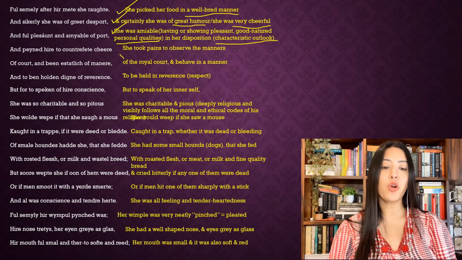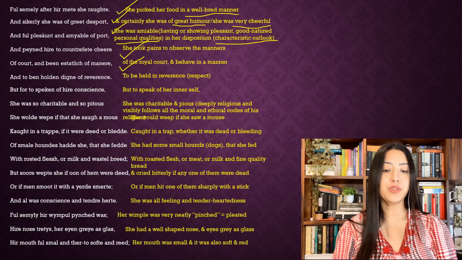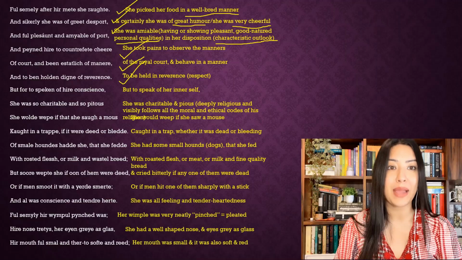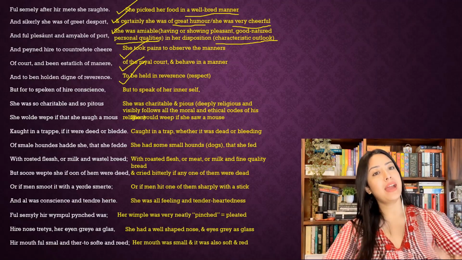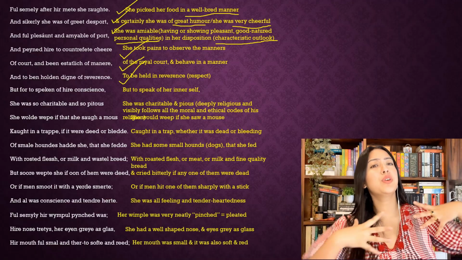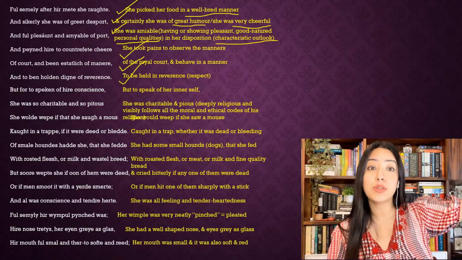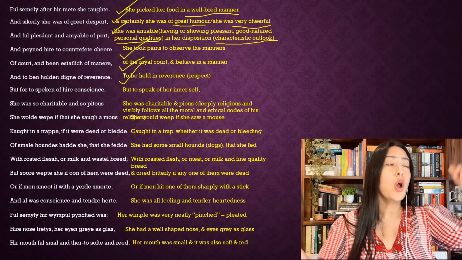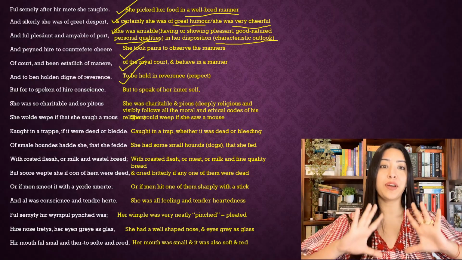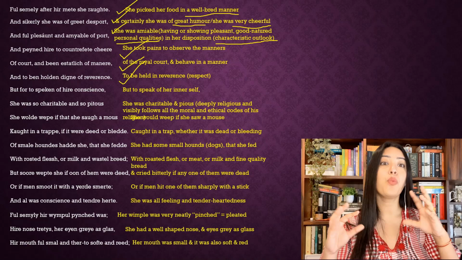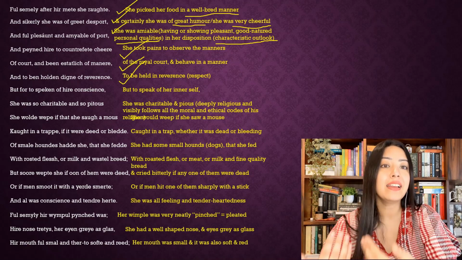She took pains to observe the manners of the royal court and behave in a manner to be held in reverence or respect. So she is a nun. Pride and respect, all of these things shouldn't matter. You're dedicating yourself to spirituality. You're dedicating yourself to God. That's what should matter to you. What other people think of you, what others' opinions are, should not matter. But she took to the fashions of the royal court, and she wanted people to hold her in respect. She wanted to be held in reverence.